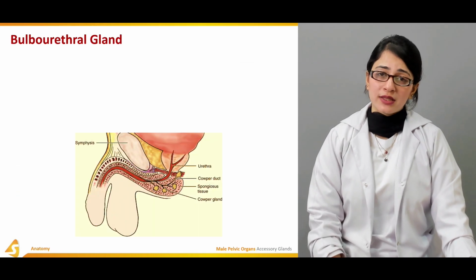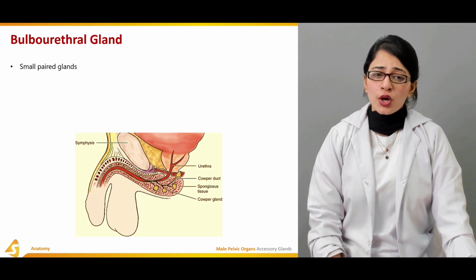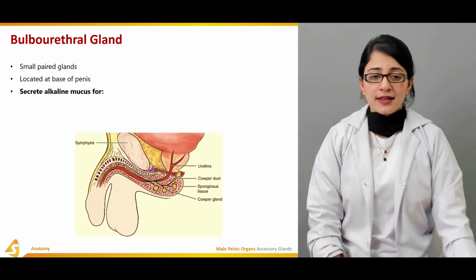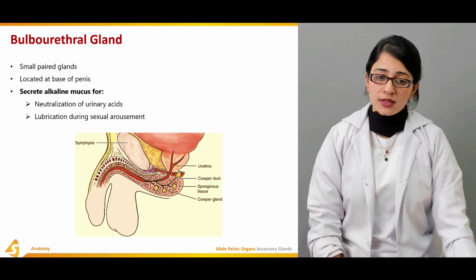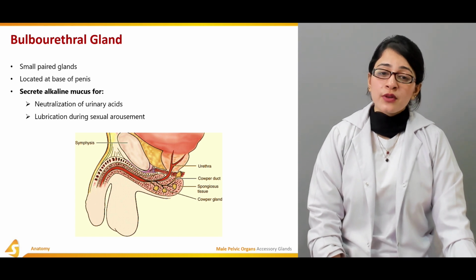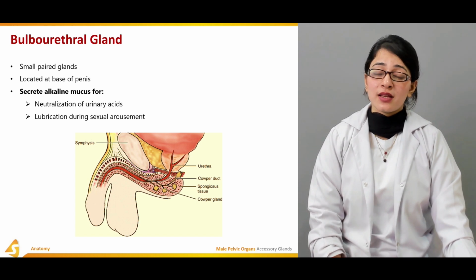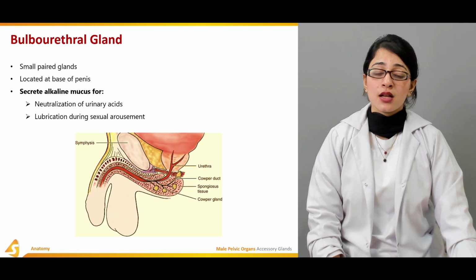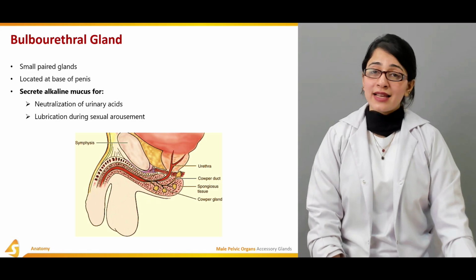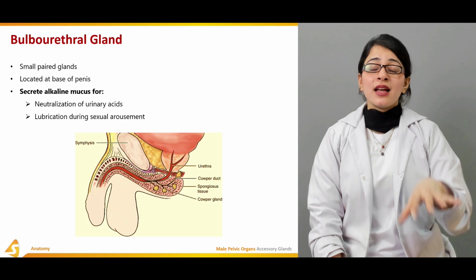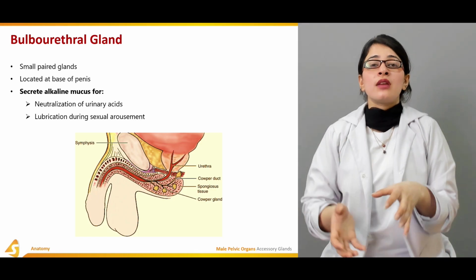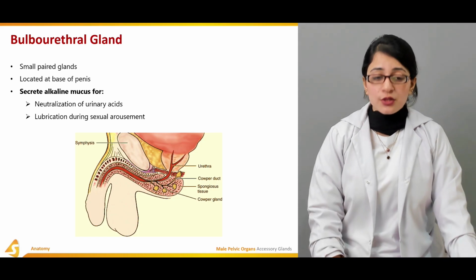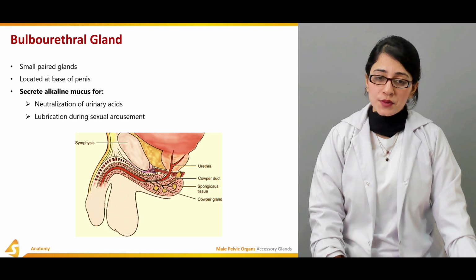Then comes the bulbourethral gland. So this is a very small and paired gland located at the base of the penis and below the prostatic gland. It secretes alkaline mucus for neutralization of urinary acids, and for lubrication during sexual arousal. So the purpose of this bulbourethral gland is to secrete alkaline mucus for neutralization of the acids. The urinary acids have to be neutralized by this alkaline mucus secreted from the bulbourethral gland, and the other purpose is causing the lubrication during sexual arousal.